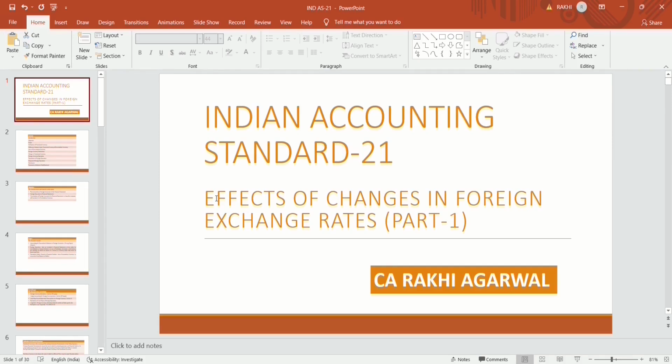Today's topic is related to Indian Accounting Standard 21, which deals with the effect of changes in foreign exchange rates. This topic we are going to discuss in two parts. Today we will complete some of the concepts, and in the next part we will complete the whole standard. So let's start our topic.